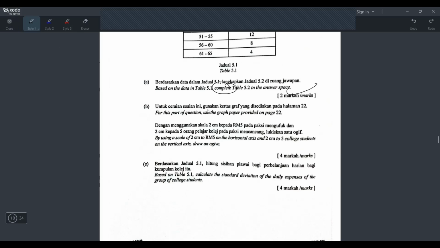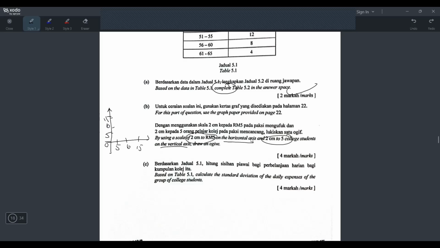Okay, what about B? For this part of the question, use the graph paper provided on page 22. And then they say by using a scale of 2 cm to 5 on the horizontal axis, 2 cm to 5 on the vertical axis, draw and give. Okay, let me tell you the common mistake the students always make. Satu common mistake yang selalu student buat salah. Students will do it like this, 5, 10, 15, and so on. And then here 5, 10, 15. Okay, it's wrong, you know. It's wrong if you do it like this.